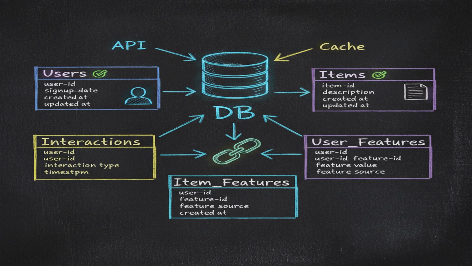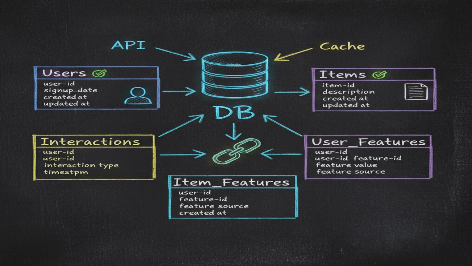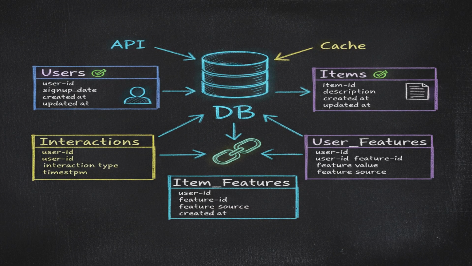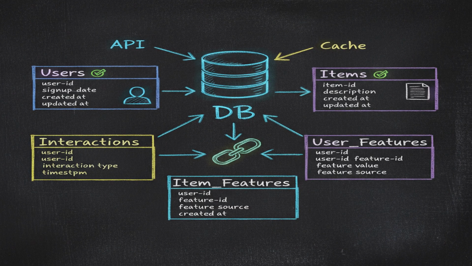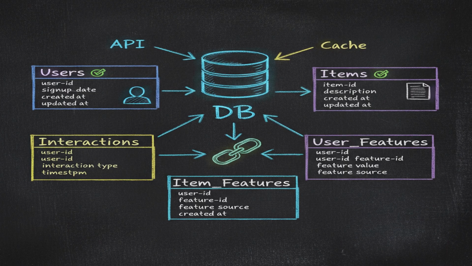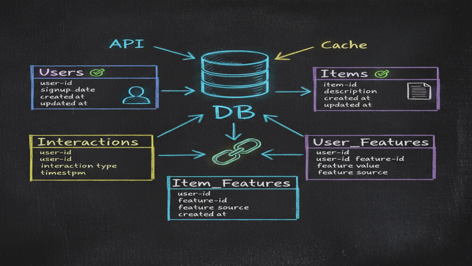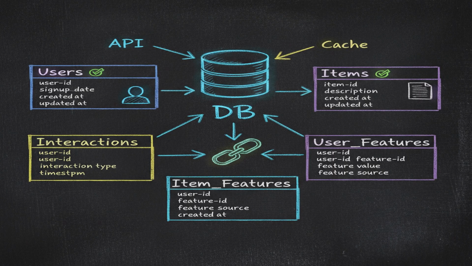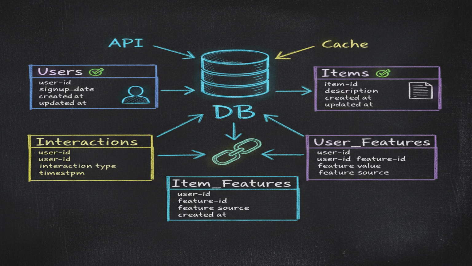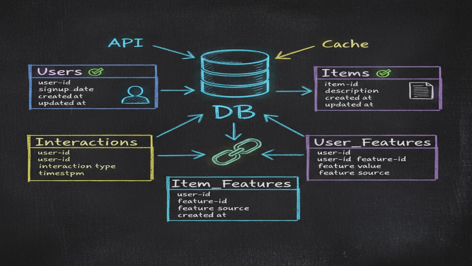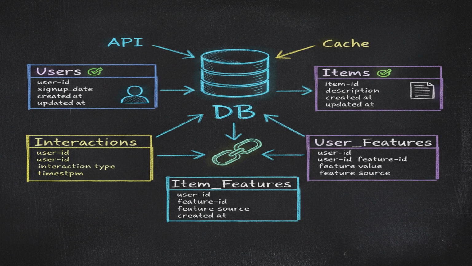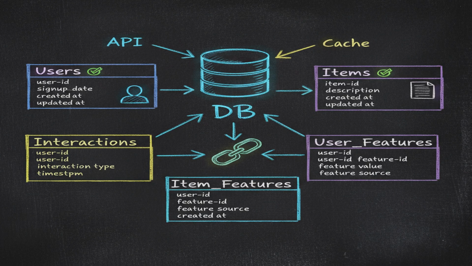We'll use PostgreSQL for the primary database because it offers strong consistency and ACID properties, ensuring data integrity. Key tables include users, items, and interactions. The users table stores user information, user ID, sign-up date. The items table stores item metadata, item ID, title, description. The interactions table tracks user item interactions, user ID, item ID, interaction type, timestamp. We'll add audit fields like created at and updated at to each table.